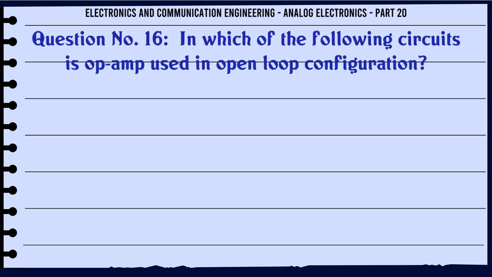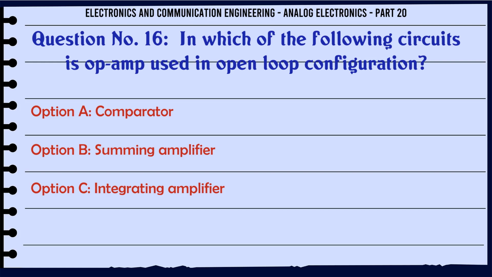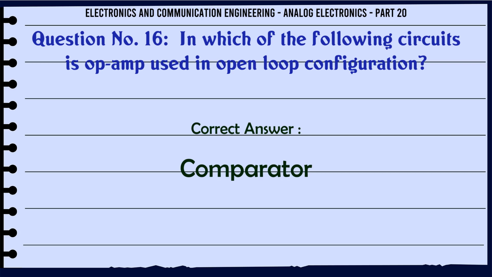In which of the following circuits is op-amp used in open-loop configuration? A. Comparator. B. Summing amplifier. C. Integrating amplifier. D. Logarithmic amplifier. The correct answer is comparator.